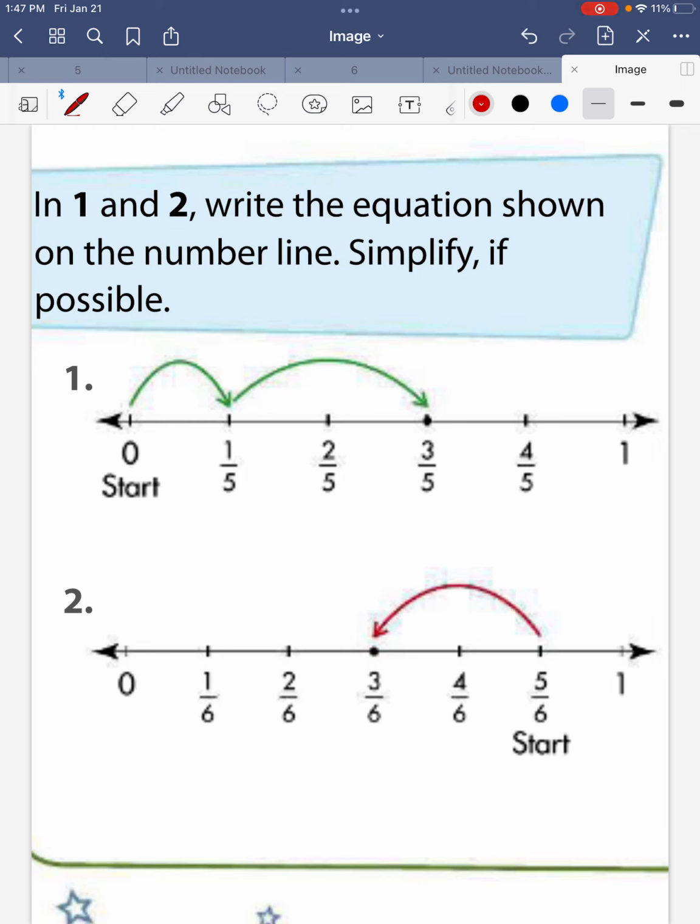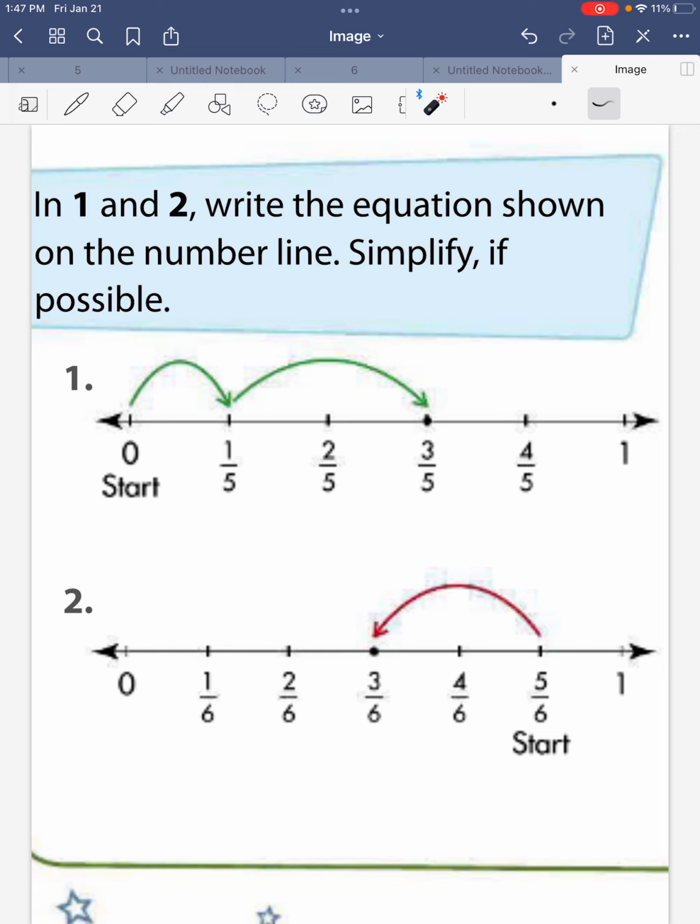So it says, in 1 and 2, write the equation shown on the number line. Simplify if possible. So now here, they're giving you the number line. They want you to write the equation, okay? So I'm going to do number 1.